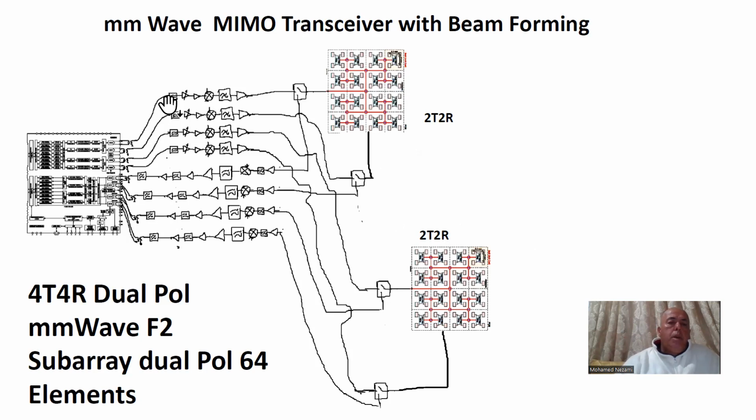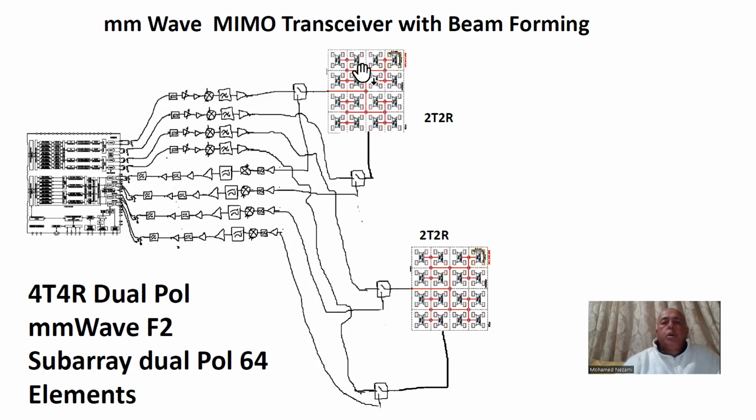And you can see here what we have. We take the signal out of the DACs, go from balanced to unbalanced, and then go into filtering, amplification, up conversion, filtering, and amplification. Then we go into a transmit receive switch that collects the signal from 64 elements.